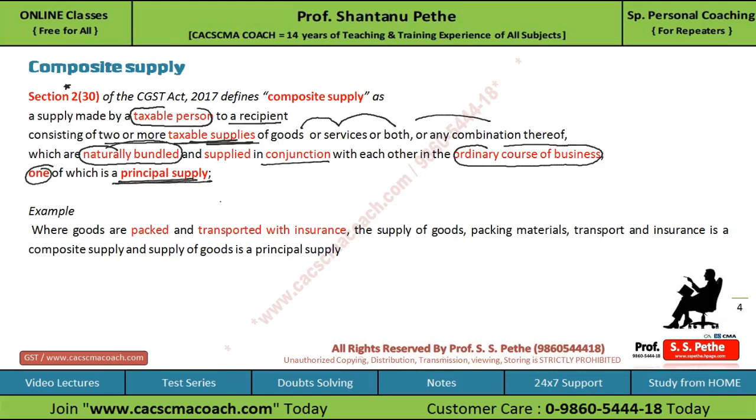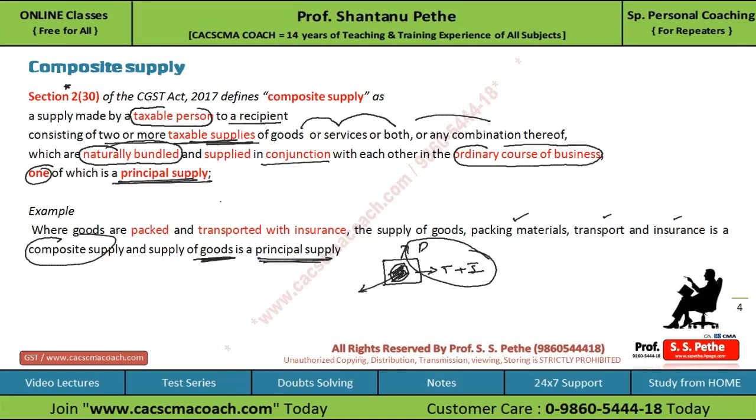So as in our example, we have already seen, suppose these goods you have supplied along with the packaging, along with the transportation plus insurance. So here you can see the supply of goods, packaging material, transport, insurance is a composite supply, as supply of goods is the principal supply. Goods are important because if you remove goods, the packaging, transportation and the insurance become useless. So goods is the main principal supply, and the GST rate which is applicable for these goods will be applicable on all these supplies, that is, the composite supply.